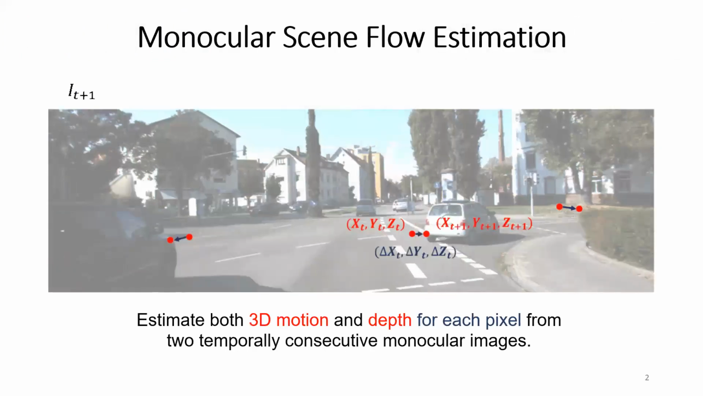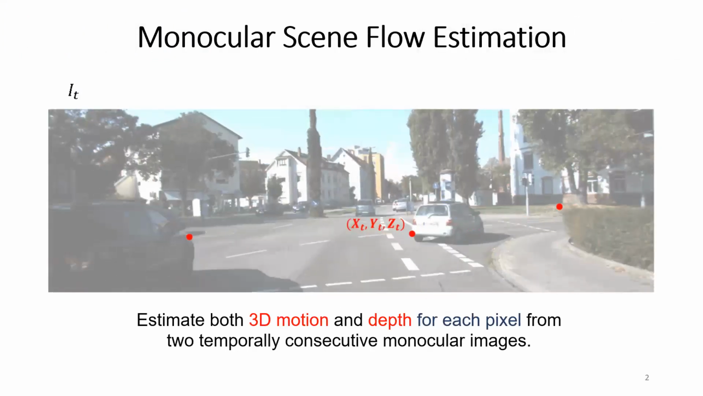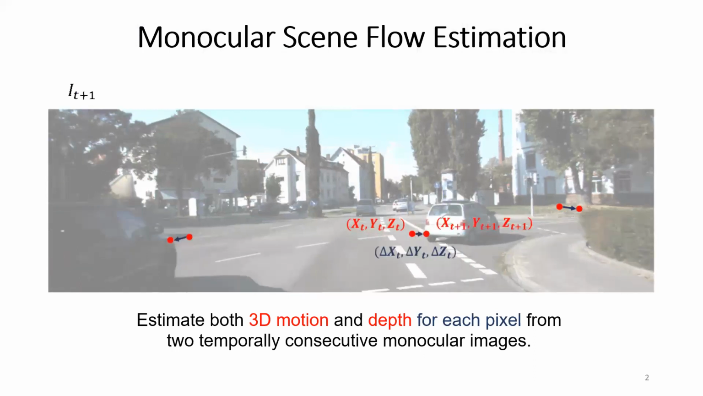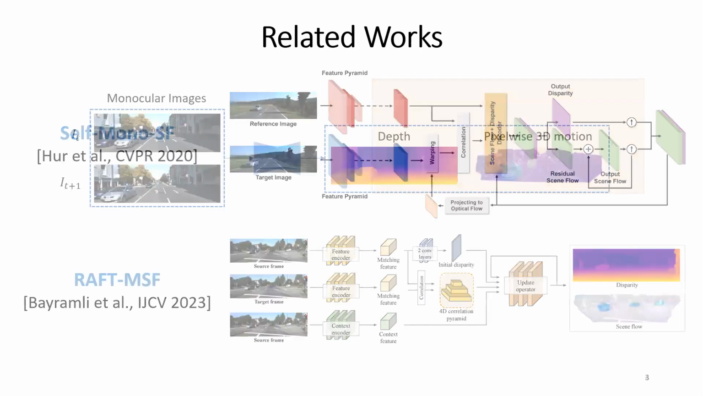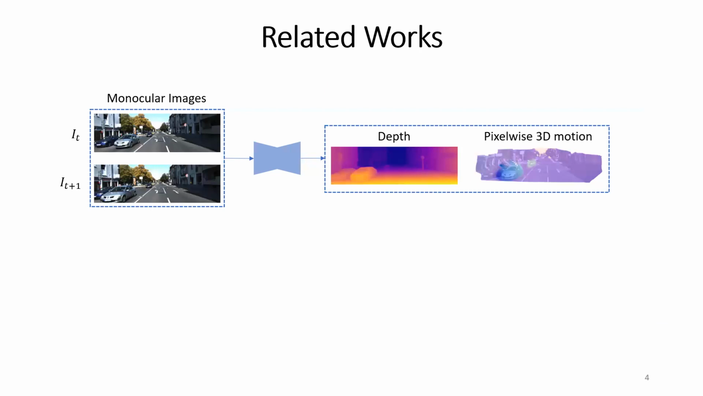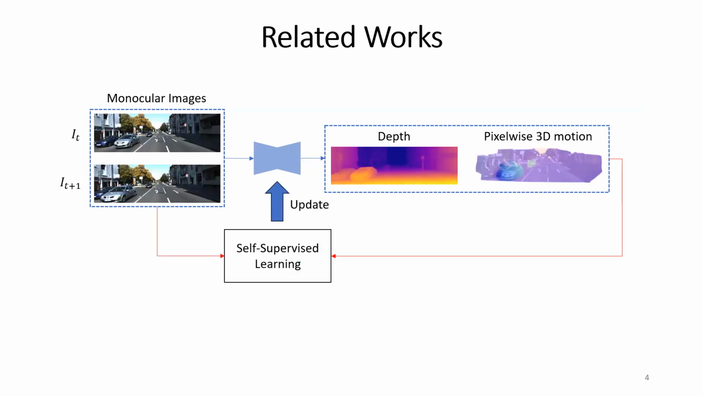Monocular scene flow aims to estimate both the depth and 3D motion of each pixel from two consecutive monocular images. In recent years, there have been several self-supervised methods introduced for monocular scene flow estimation, harnessing the potential of vast unlabeled data resources. These methods jointly estimate depth and pixel-wise 3D motion and train the network in a self-supervised manner.